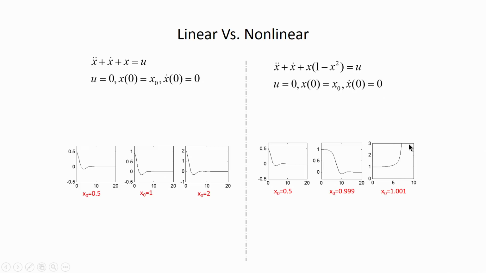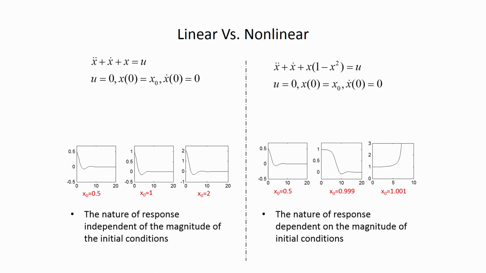And this is one unsettling fact about the behavior of nonlinear systems, in that the nature of response is dependent on the magnitude of initial conditions. When I say the nature of response, I am talking about the appearance of the solution for scaled values of initial conditions, whereas in case of the linear systems the nature of response is independent of the magnitude of initial conditions.